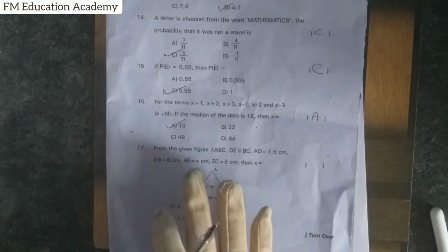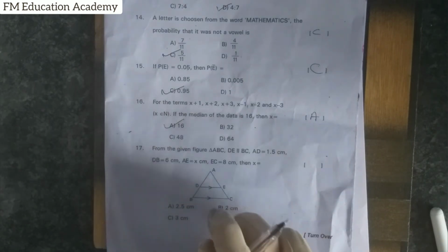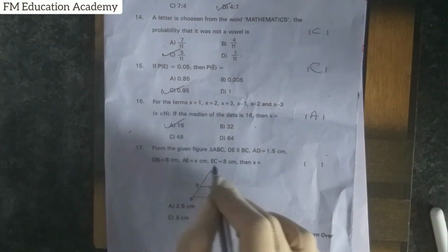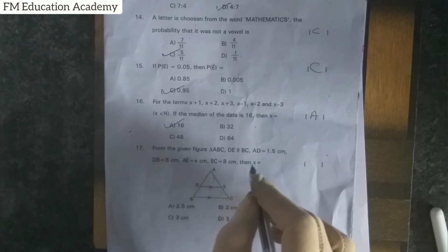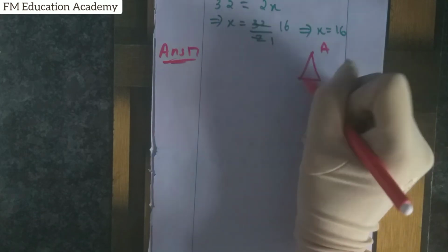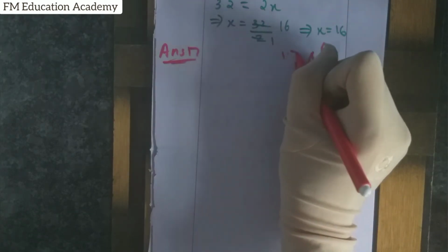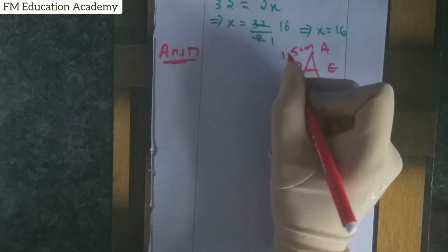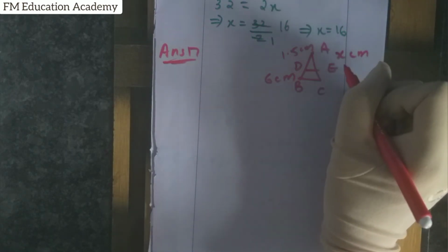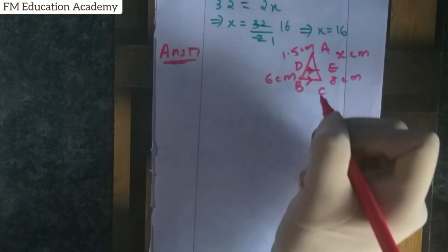Next question. From the given figure, triangle ABC, DE is parallel to BC, AD is 1.5 cm, DB is 6 cm, AE is x cm, EC is 8 cm. Then x is equal to how much? We have this triangle ABC, this is D and this is E. AD is 1.5 cm, DB is 6 cm, AE is x cm and EC is 8 cm. DE is parallel to BC, and it is asking me to find the value of x.